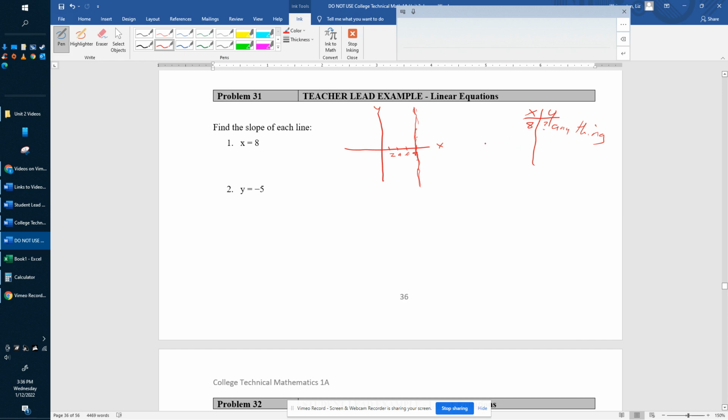What is the slope of that? Well, let's take any 2 points on the line. Let's take 2, 4. So x is 8. Let's say y is 2. X is 8. Y is 4. So here's our x sub 1, y sub 1, x sub 2, y sub 2. So let's figure this out. We have our rise, 4 minus 2 over 8 minus 8. 4 minus 2 is 2. 8 minus 8 is 0.